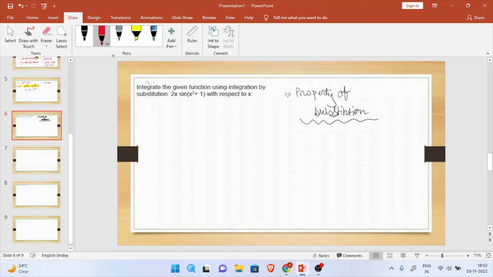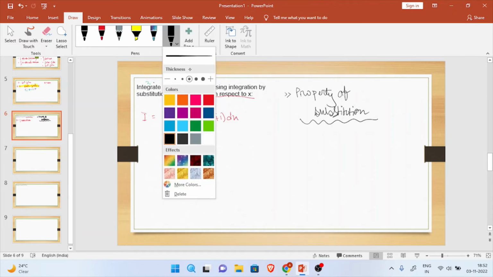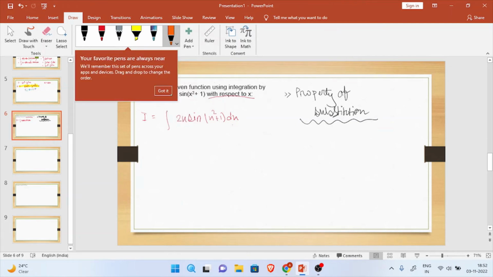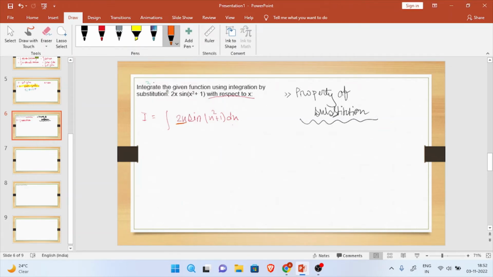Okay, so let us start. We are taking I is equal to the integral of 2x sine of (x square plus 1) dx, as they have asked us to integrate with respect to x. Now, if I take a close look at this, I can see that here is 2x and here is dx. Also we have 1 plus x square here.